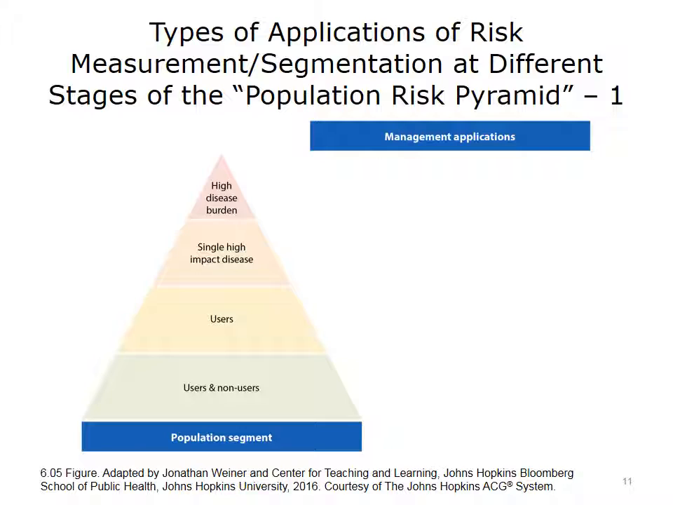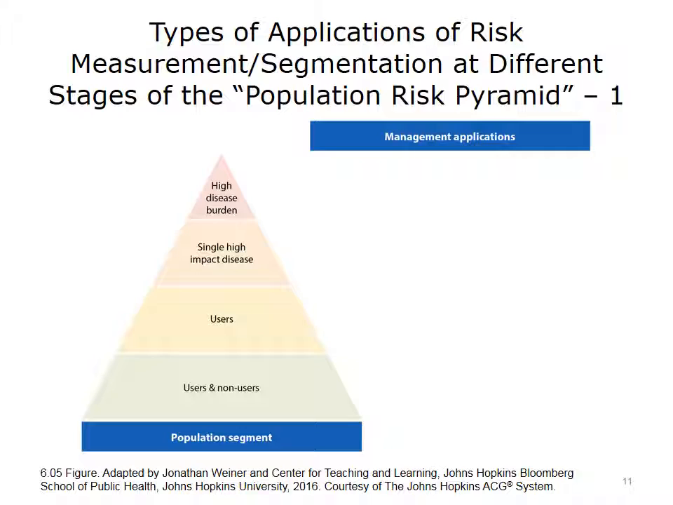Here we offer another pyramid. This is one that we developed at the Johns Hopkins University Center for Population Health IT, CPHIT or CFIT for short, which is also the research and development home of the Johns Hopkins ACG predictive modeling system. We'll talk more about that soon.